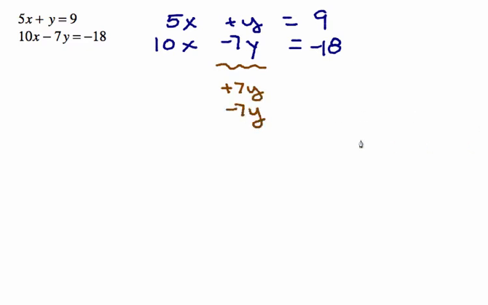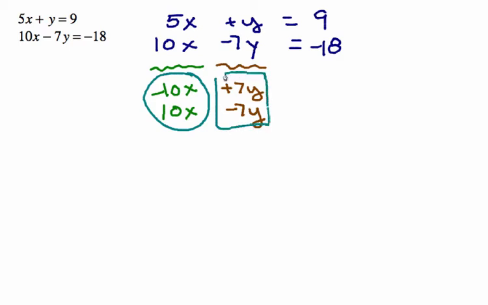Or we could also use the x terms, and we would need, if we left the 10x alone, negative 10x to cancel out with that. Now we're actually going to do it both ways because knowing how to do this is important, because you're not always going to have an ideal situation where you can just multiply by something like positive 7. So I'm going to do the 10x way first, and then we'll look at the 7y way as well.